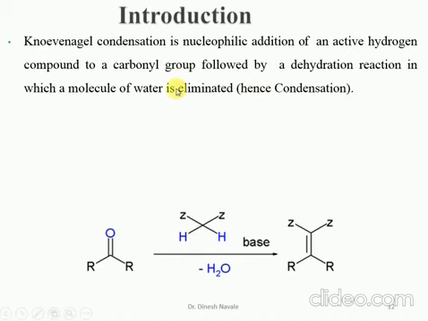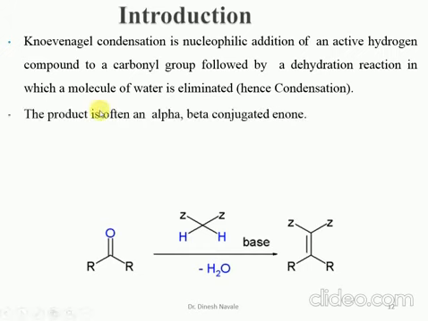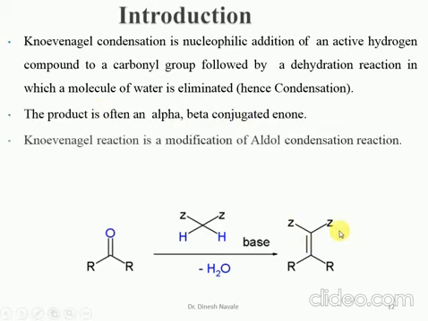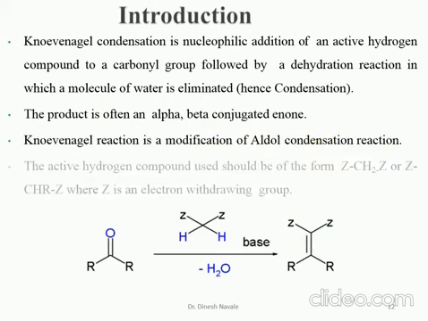The basic requirement is the active methylene compound, which on reaction with a carbonyl compound like aldehyde or ketone will give the formation of the product with dehydration, called the Knoevenagel condensation. The product is often an alpha beta conjugated enone system. Knoevenagel reaction is a modification of the aldol condensation reaction.